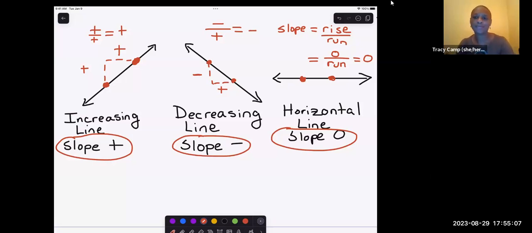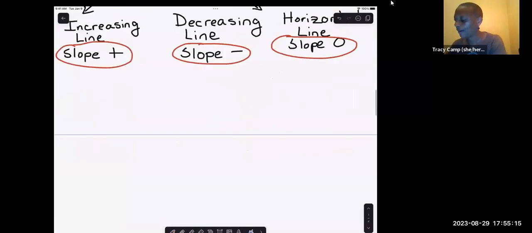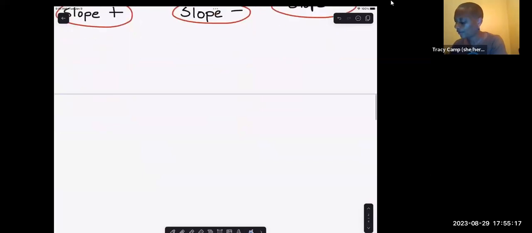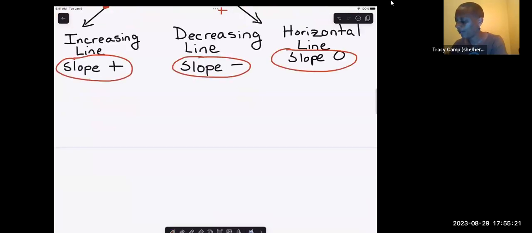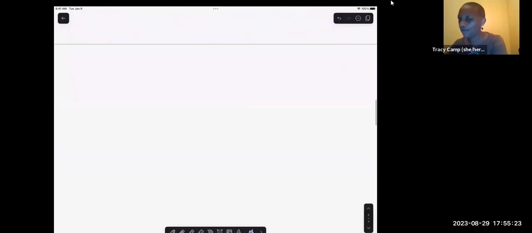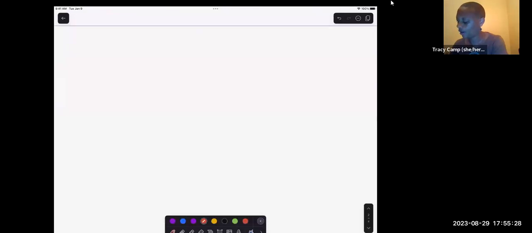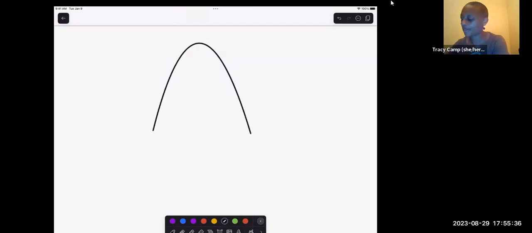We'll do an example. Actually, one other thing I want to talk about before I write out an example, one other thing I just want to point out. If you have, I'm going to draw a curve. So let's say I have this curve here, right?